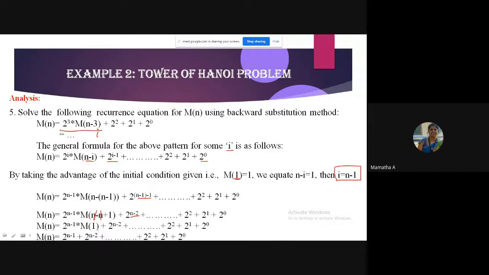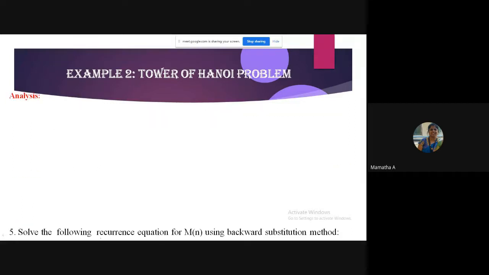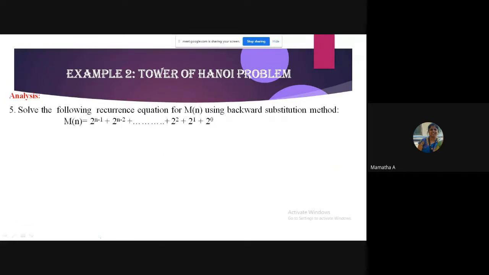Again, I don't want such an expression. I cannot give this as my answer. I want a definite value. You have infinite terms here, right? So I should have a definite value, so I have to solve this again.